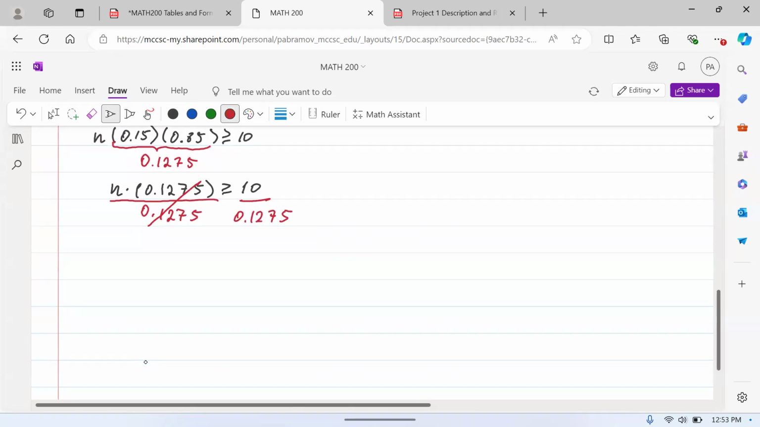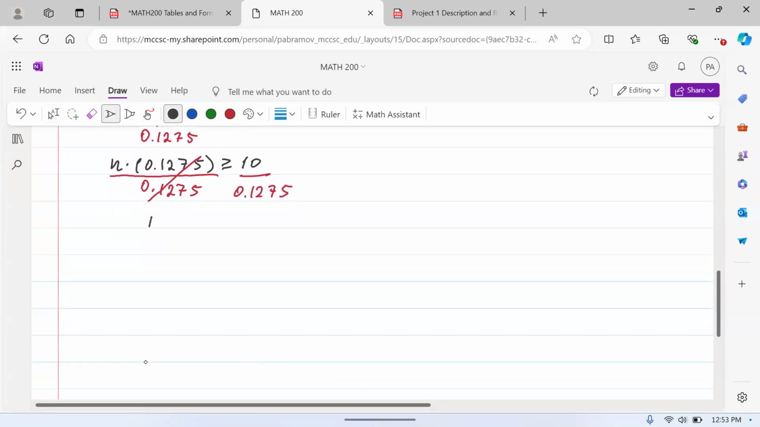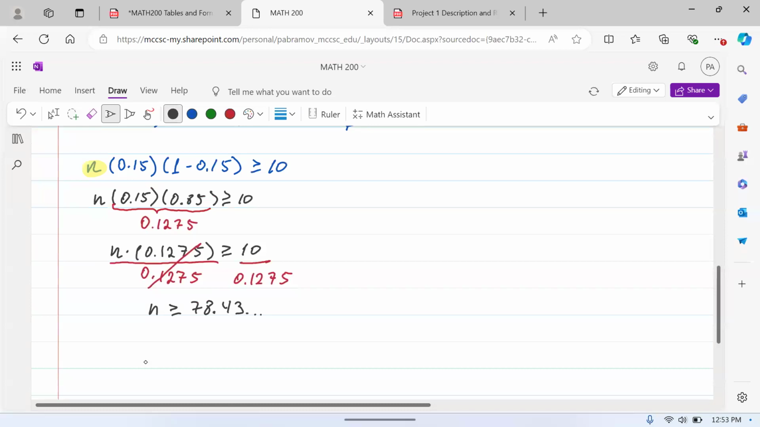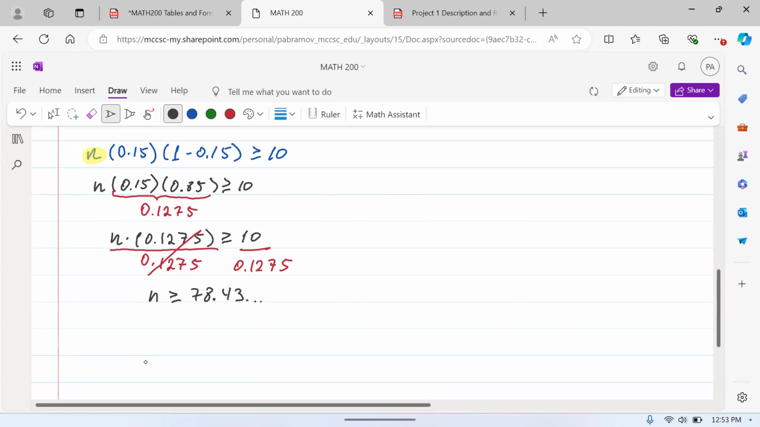Okay, and then this cancels, of course, and therefore we get n is greater or equal. And now let's see what we get in this case. And we get 78.43. And then there's some other decimals here. Now, that's the first thing. So here we actually had to do a little bit of algebra, one of the very few times when we actually have to do some algebra in statistics.